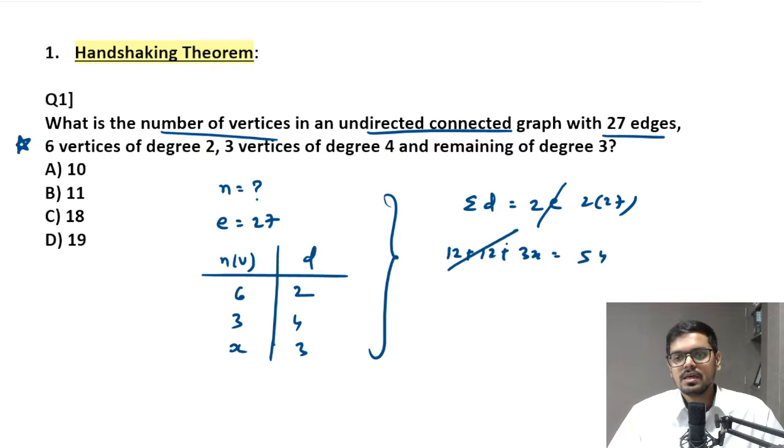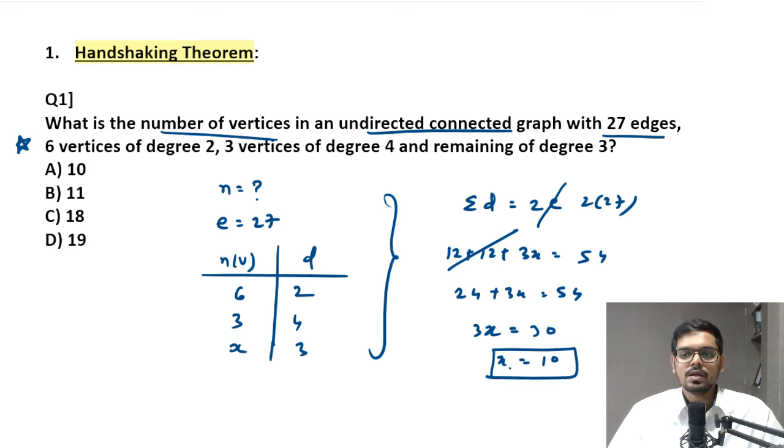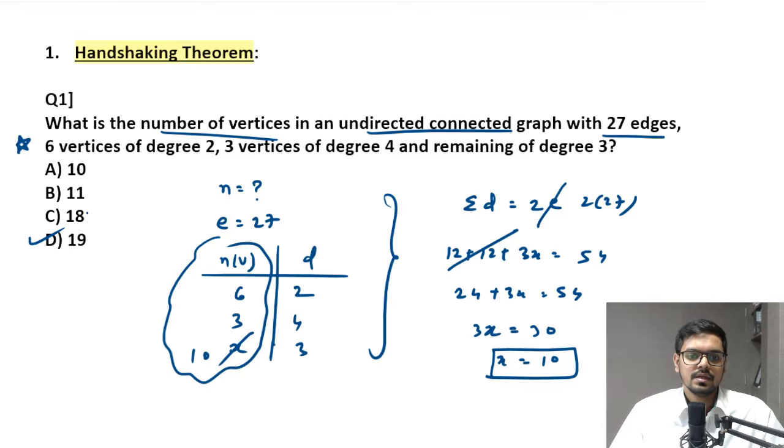Then we can say this is 24 plus 3x, equal to 54. So 3x is equal to 54 minus 24, which is 30. So x is equal to 30 by 3, which is 10. Now they were asking the number of vertices, so add all the vertices, you will get the answer. 10 plus 3 plus 6 is 19. So option D is correct.